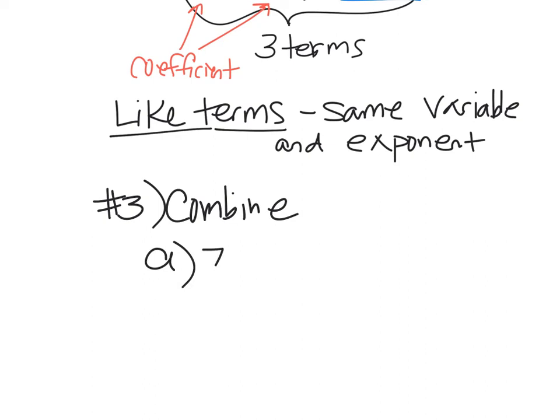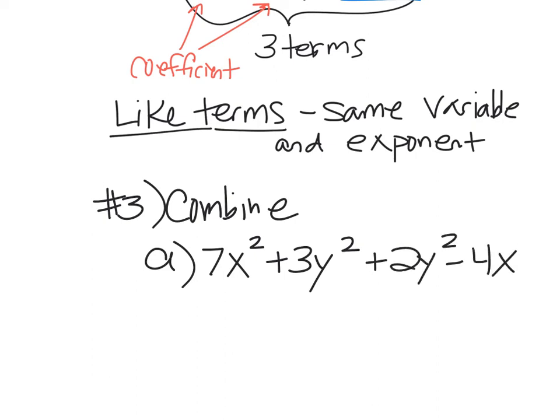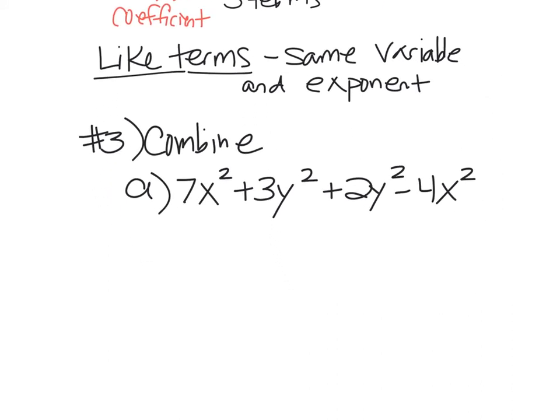Let's have 7x squared plus 3y squared plus 2y squared minus 4x squared. Man, you're fast. All right, so go ahead and write that down if you are. And we're going to combine these. Now for these problems, you might want to show a little bit of work, but you could probably do a lot of these in your head. There's going to be one coming up where you would probably need to show some work to get it right. So let's combine our like terms.